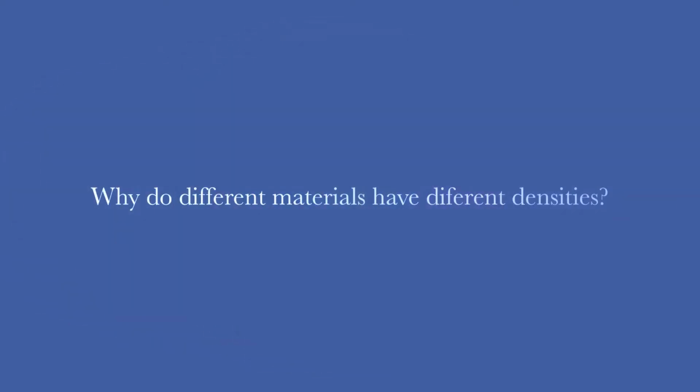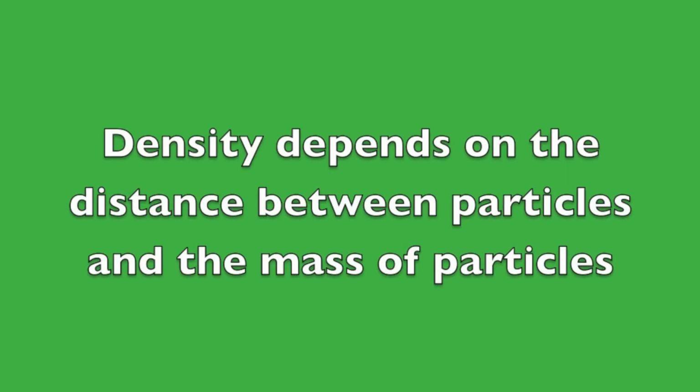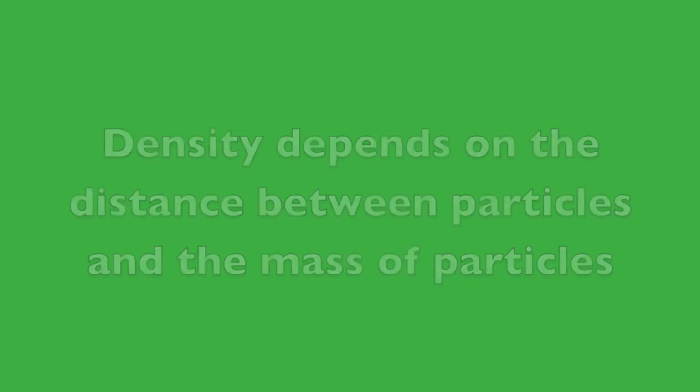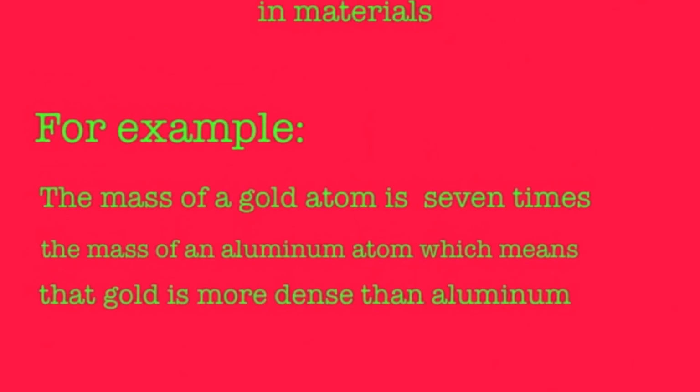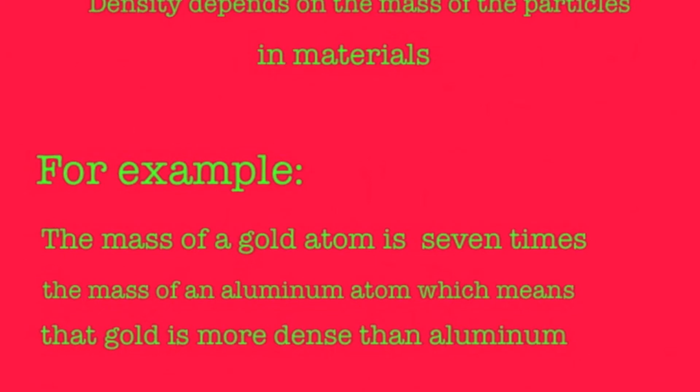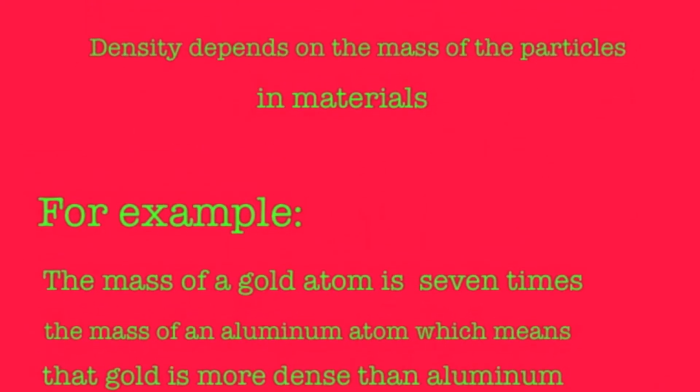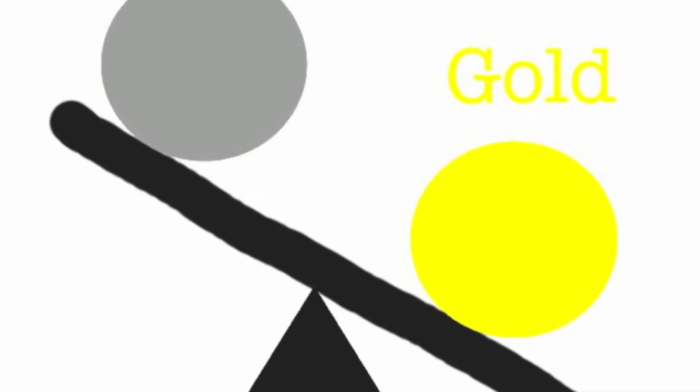Why do different materials have different densities? Density depends on the mass of particles and the distance between particles. The more mass the particles have, such as atoms or molecules, the greater the density of the material. For example, because density is determined by the mass of particles, since the mass of a gold atom is 7 times the mass of an aluminum atom, gold has a greater density than aluminum.